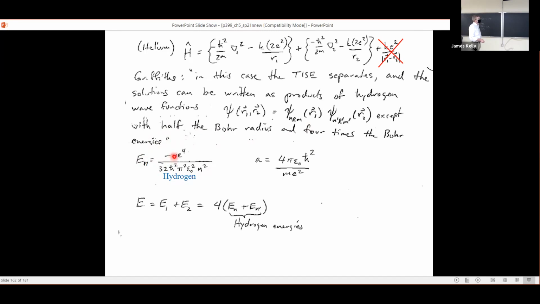In this case, this e to the fourth is actually going to get modified, because two factors of those e's came from just the one e charge of the proton at the origin, and now we've got a 2e charge of the helium nucleus at the center, which then gives a factor of 4 difference in the energies. In other words, the helium energies get a factor of 4 up here, right?